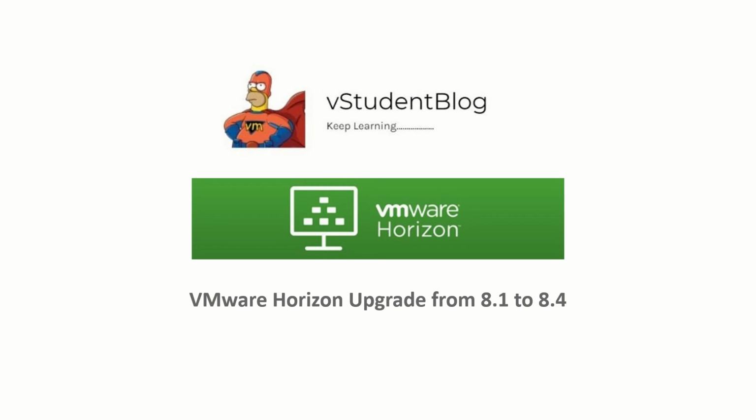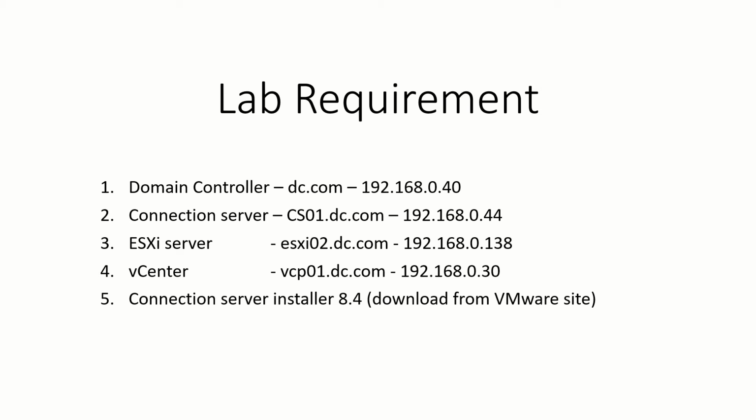In this series of VMware Horizon training sessions, we'll be looking at how to upgrade VMware Horizon from 8.1 to 8.4. A couple of our friends were asking about the upgrade process, so I thought of doing this video. For this lab, the requirement is one domain controller, one connection server, and one ESXi box and vCenter, which is 6.7. I already downloaded the connection server installer 8.4 from the VMware site.